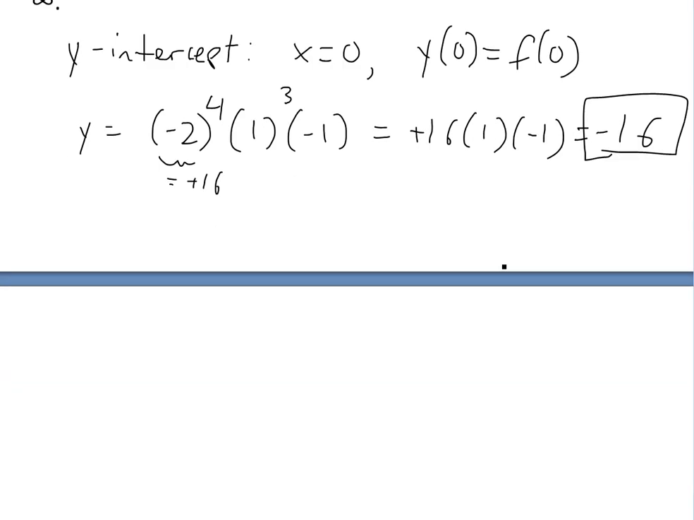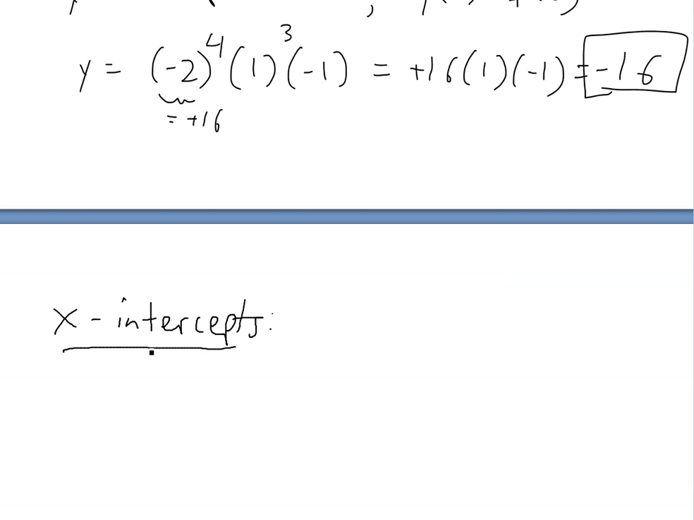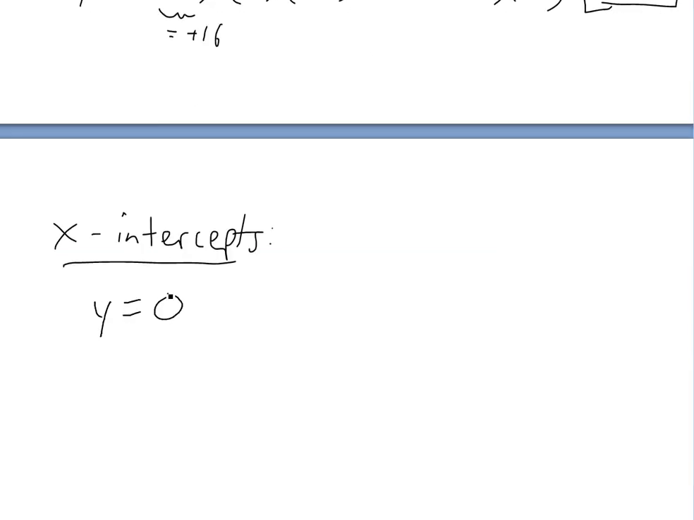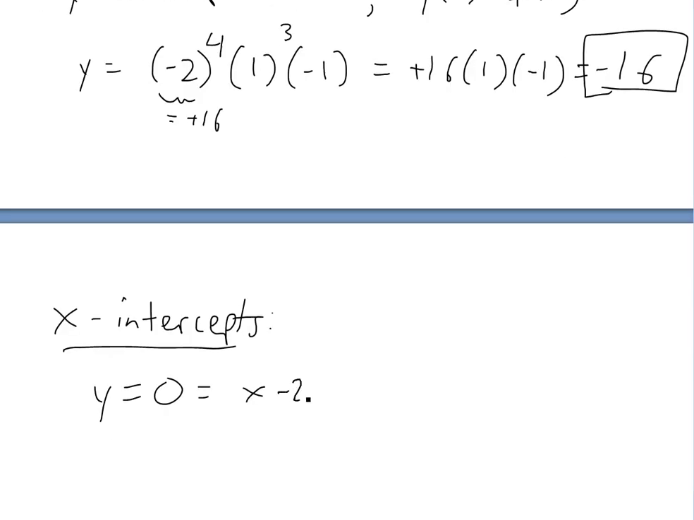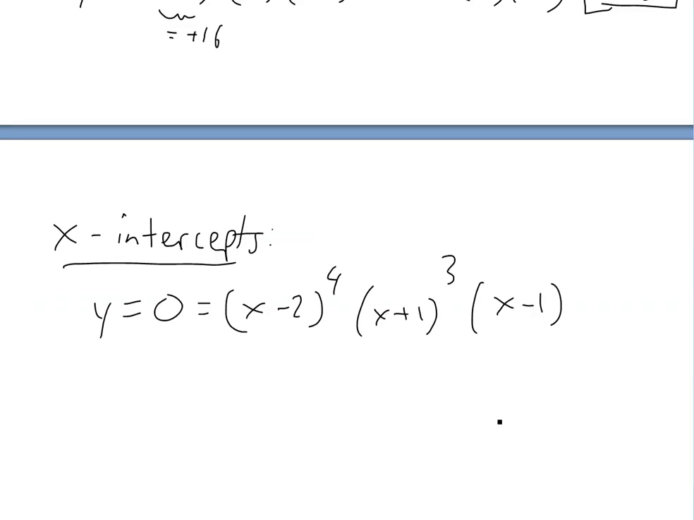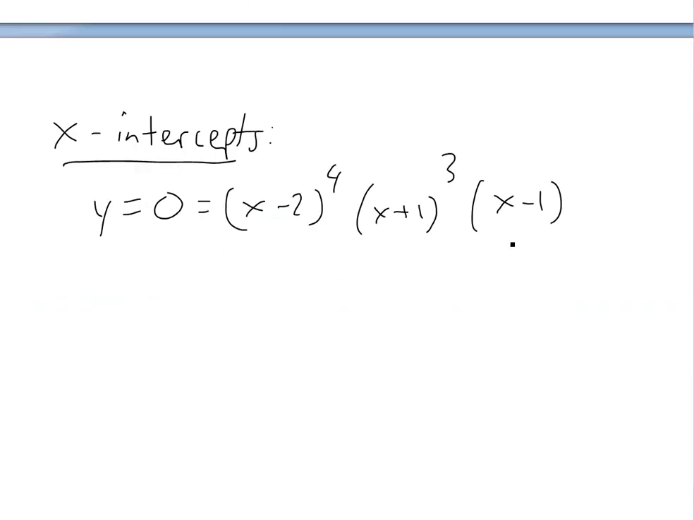So now to find the x-intercepts right here, these are basically whenever y is equal to 0. So we could just set y equal to 0. So we're going to have x minus 2 to the power of 4 times x plus 1 to the power of 3 times x minus 1 equals 0. Now this is 0 when any of these factors are 0, because they're multiplying. So basically the x-intercepts are going to be when this part is 0, and this is when x equals 2, and when this is 0, this is when x equals -1, because -1 plus 1 is 0.